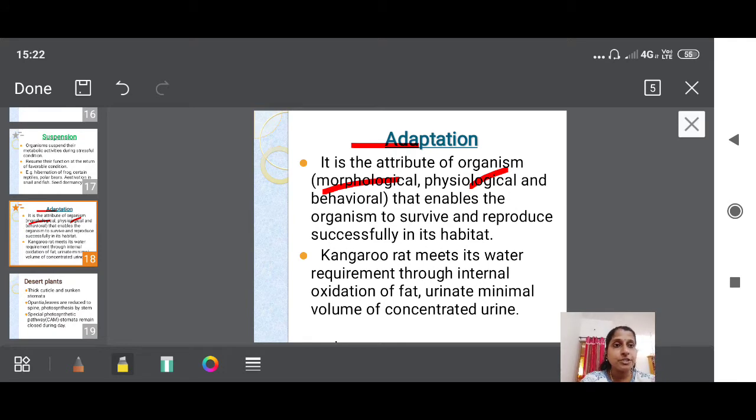So adaptation. You are coming to Mount Sinai from some other school. How are you adapting to Mount Sinai, isn't it? So that is adaptation. You want to adapt.